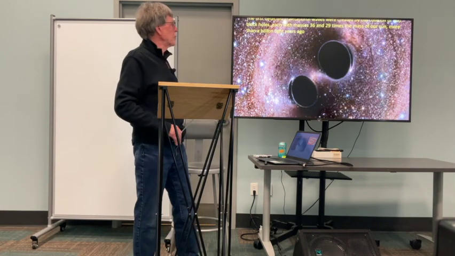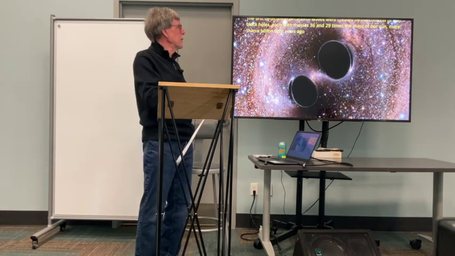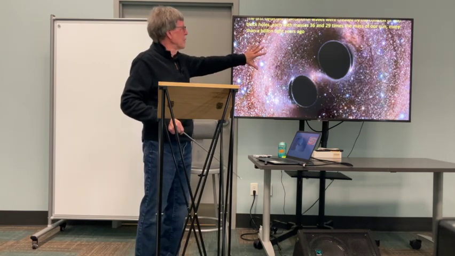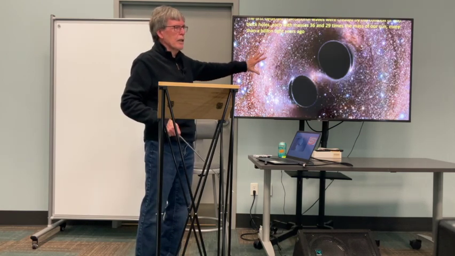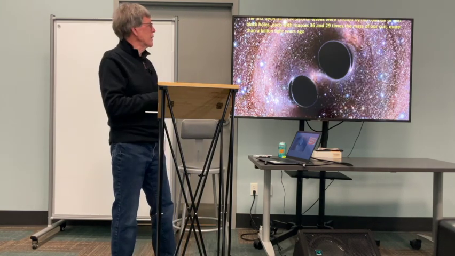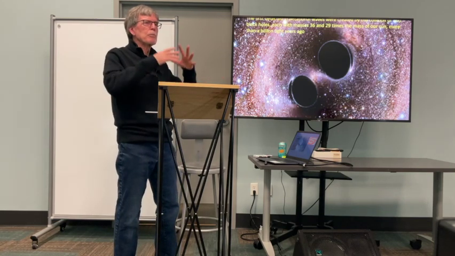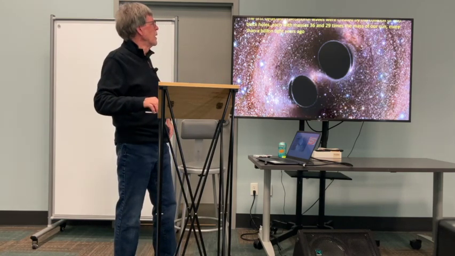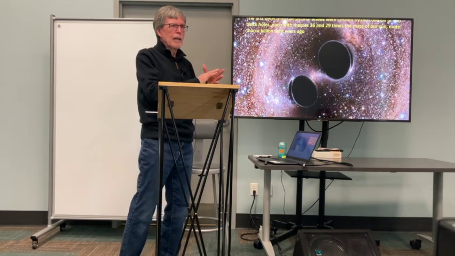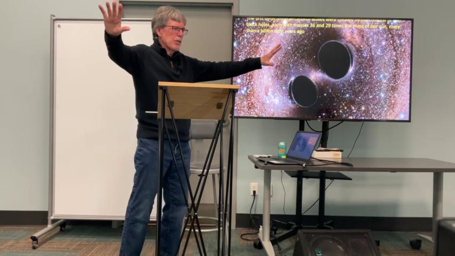Now, I've shown you this slide before. This is the 2015 paper. This is obviously an illustration of what it would look like. But these are two black holes circling one another in a dance that has probably been going on for millions and millions of years. And eventually they collide. And when they collide, these great ripples go out in space-time.